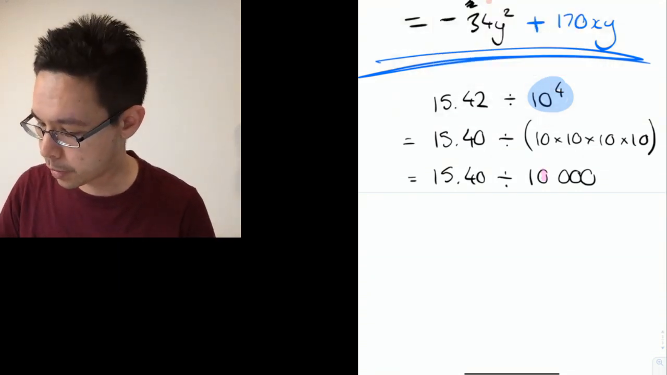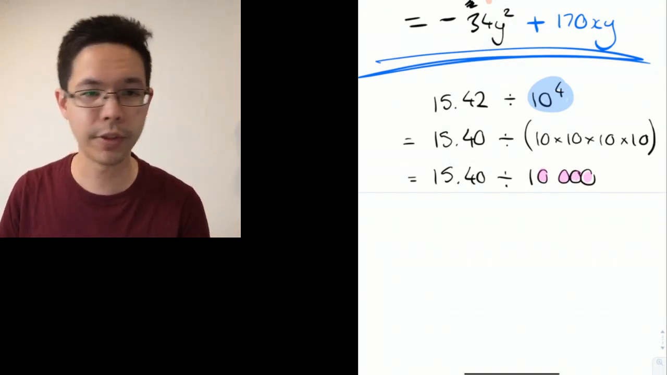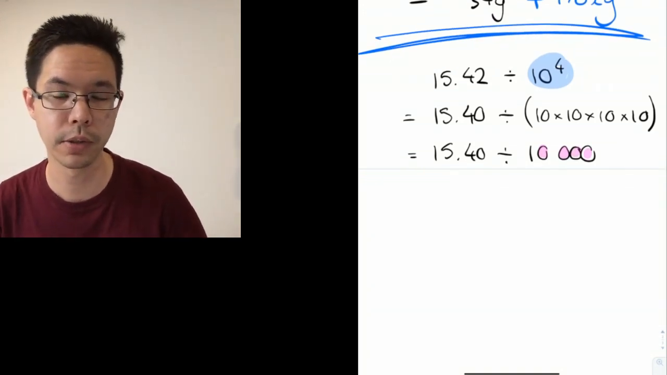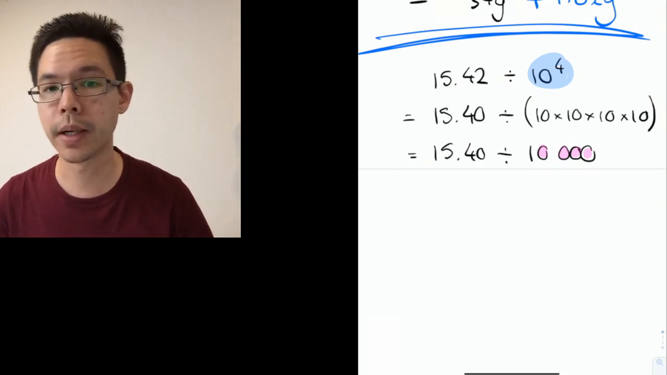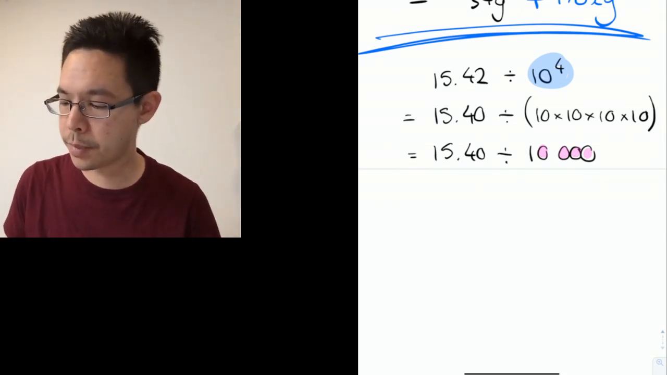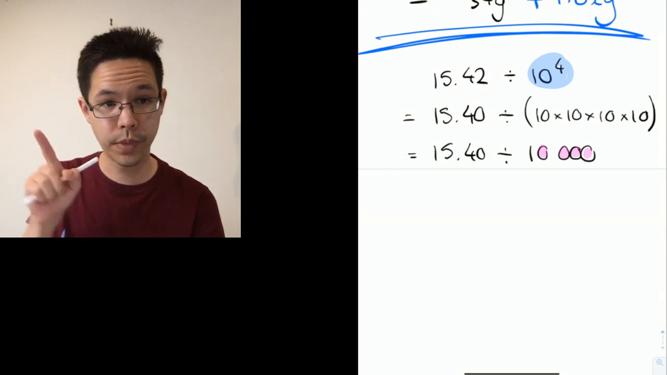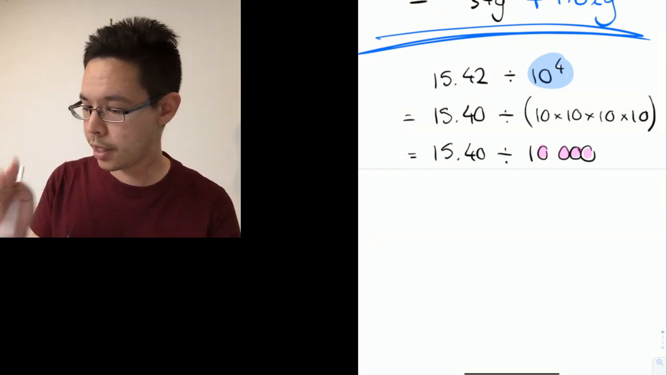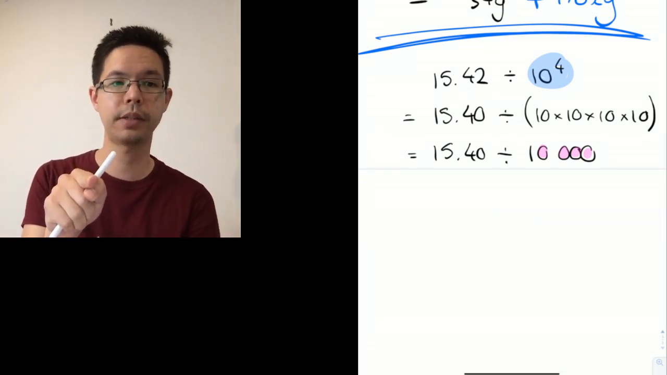I've been teaching my students that when you multiply by 10, 100 or 1,000, or divide by 10, 100 or 1,000, you count how many zeros there are. In that case, 10,000 has 4 zeros written in it. Therefore, I need to push my decimal place in my result.